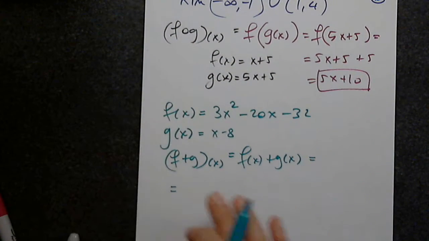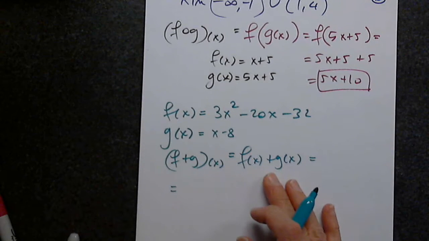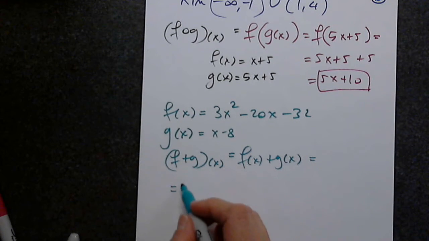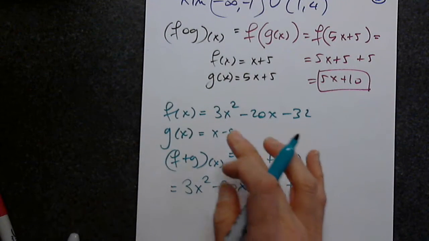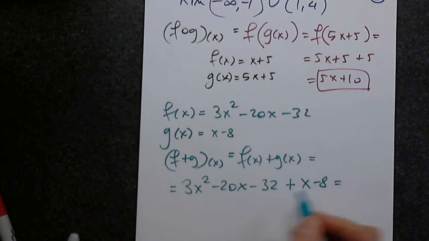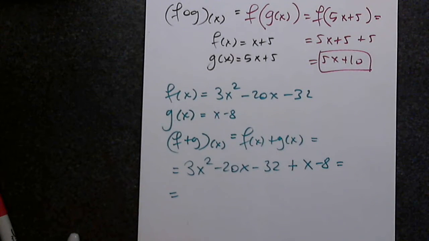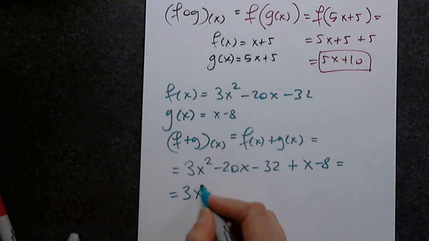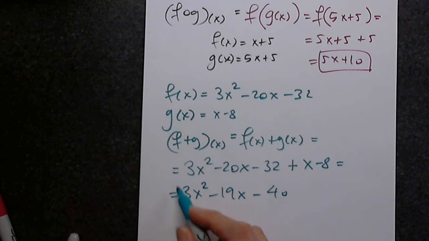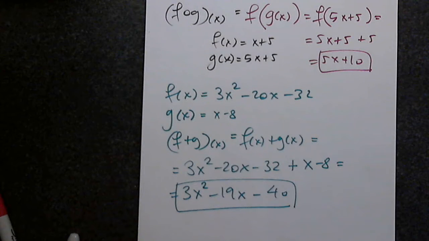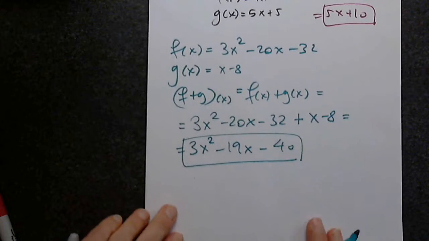I copy f of x, so I always start with the definition. I write what it means. I copy f of x as 3x squared minus 20x minus 32 plus I copy g of x, which is x minus 8. I will combine like terms and present everything in descending order. 3x squared minus 19x and minus 40. And this represents the sum of those two. I'm sorry, the part I was having trouble with was multiplying and dividing. Okay, that's fine. So let's do the product.